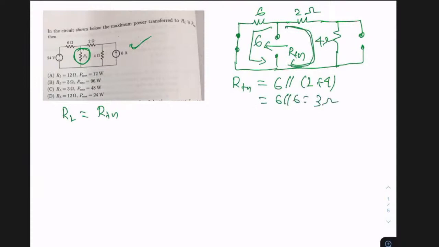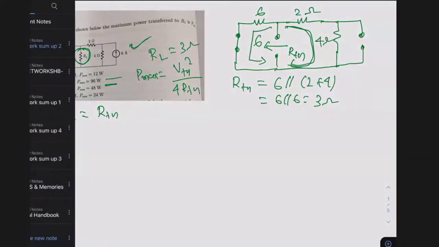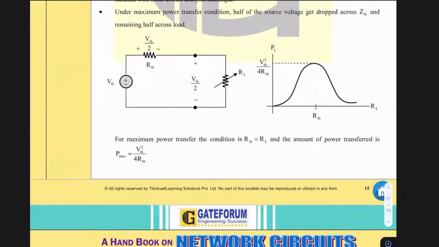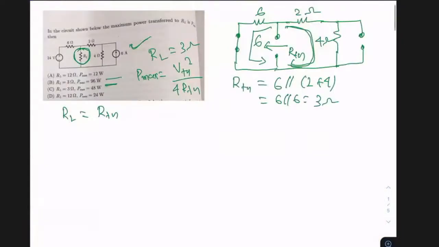So the answer could be either B or C, because in this case, RL equals 3 ohm. That means the value of RL for maximum power transfer is 3 ohms. And what is the maximum power transfer? We said it is VTH square divided by 4 RTH. If you remember, this is what I have shown you, that the maximum power transfer is VTH square divided by 4 RTH. So that means we got RTH.